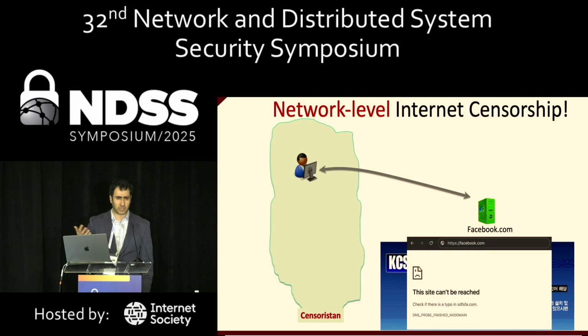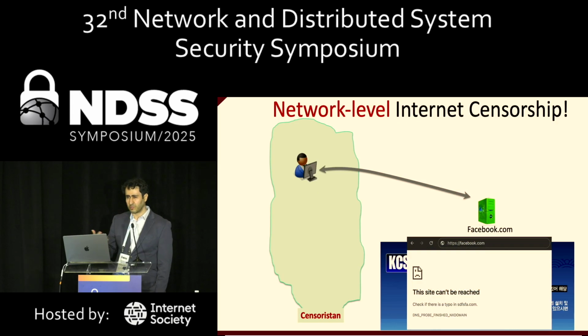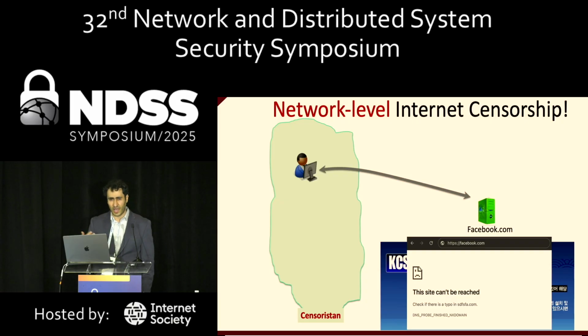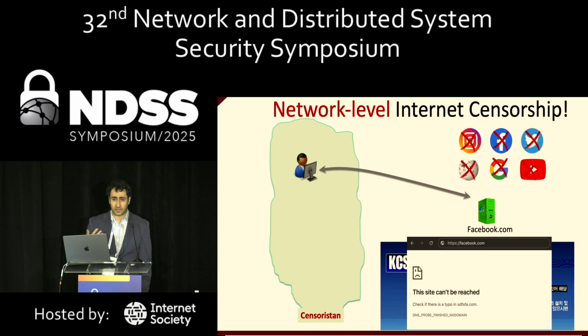And also sometimes it could happen that your connection just times out. You just keep waiting and waiting and nothing happens and you just move on. And this is the kind of network level internet censorship that is the focus of this talk. And in fact, this is the mechanism that is used to block many of the popular internet services, from different apps to different streaming media to social networking and such.